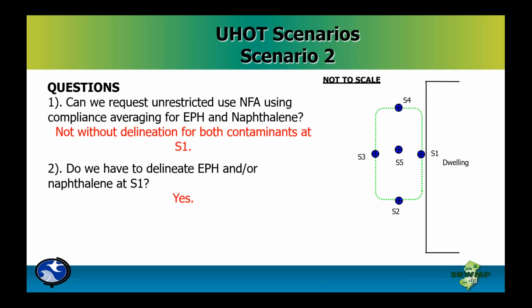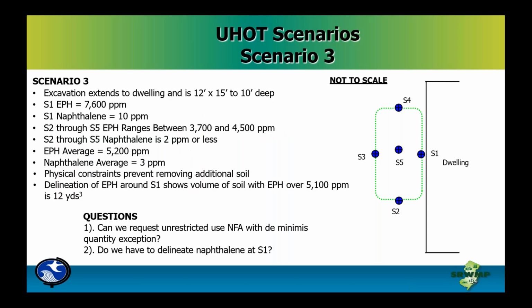Any questions on that one? All right, then we can go to number 3. Excavation extends to the dwelling. Now our EPH at S1 is 7,600. And our EPH average was 5,200. We delineated out and we show that the amount of soil over 5,100 is 12 cubic yards. Can we request an unrestricted use NFA? And do we have to delineate the naphthalene at S1?